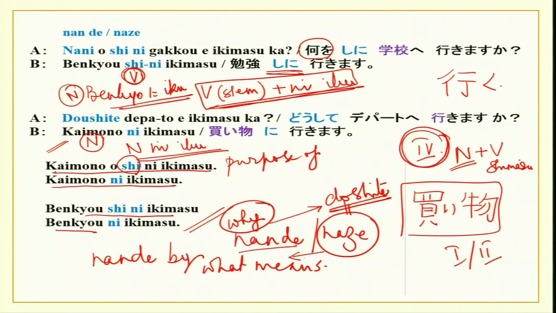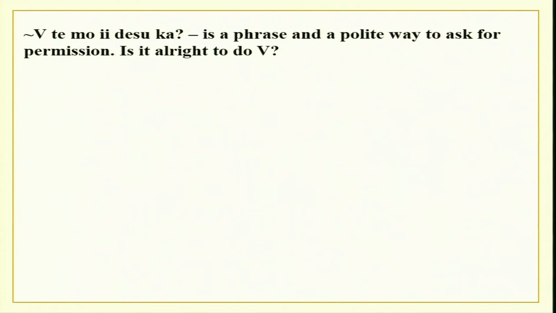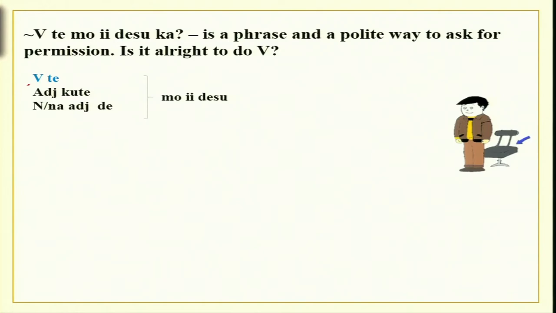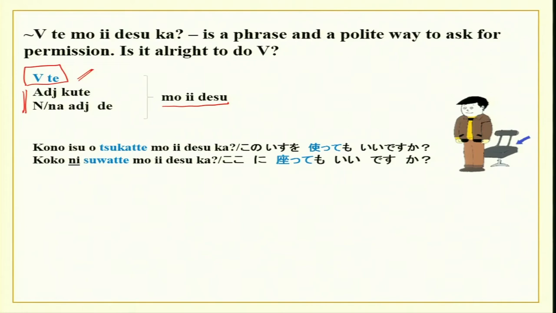Now, there was something else also in our kaiwa which was new today, which I had talked about in the beginning, and that is asking permission. So, is it all right if I do a certain thing? So, what is the pattern? The pattern is very simple. Verb in te form plus mo ii desu ka. These two we are going to cover in our next lesson. Today we are going to do it with verbs.